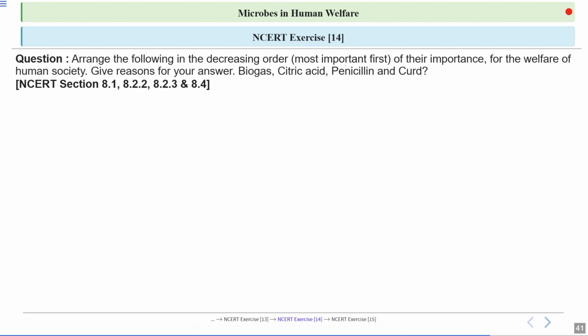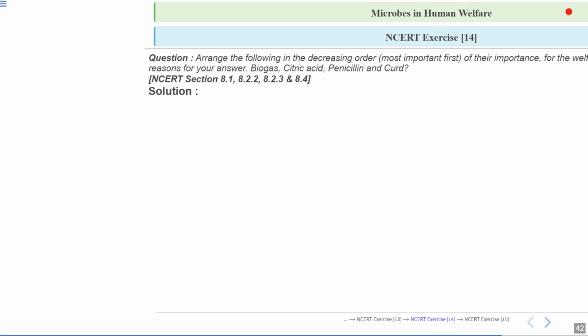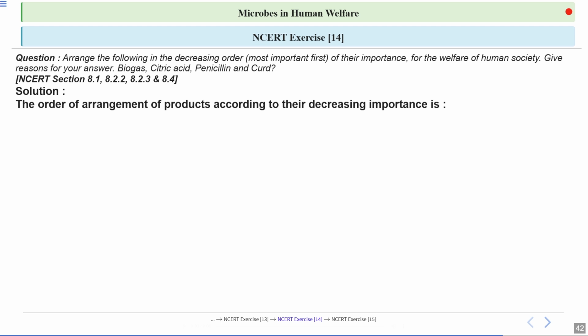Next question: arrange the following in decreasing order, most important first, of their importance for the welfare of human society. You have to give reasons for your answer. Biogas, citric acid, penicillin, and curd. Let's have a look at the answer. The order of arrangement of products according to their decreasing importance is penicillin first, then biogas, citric acid, and then the fourth one is curd.